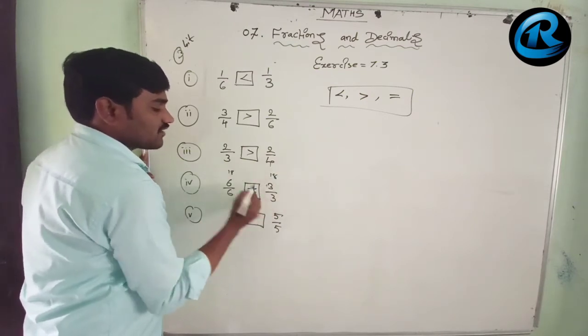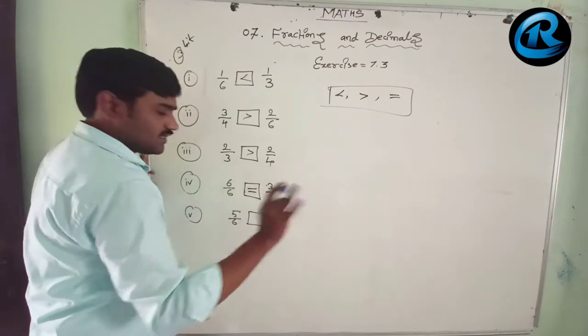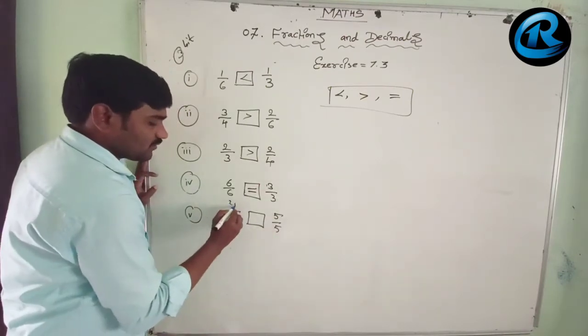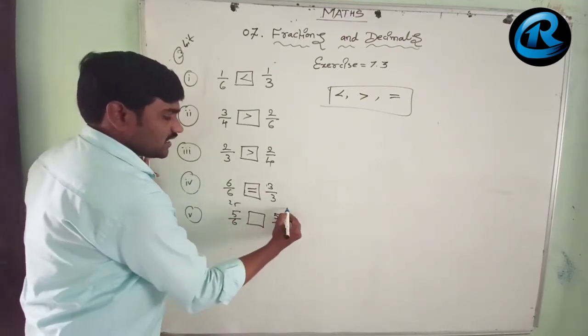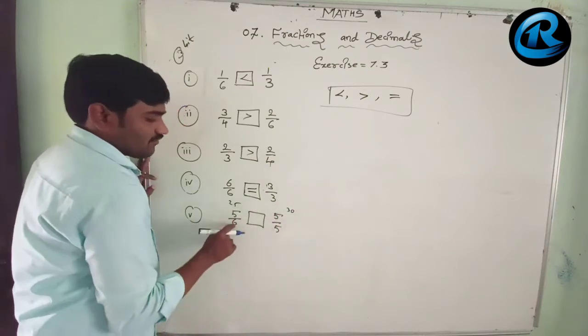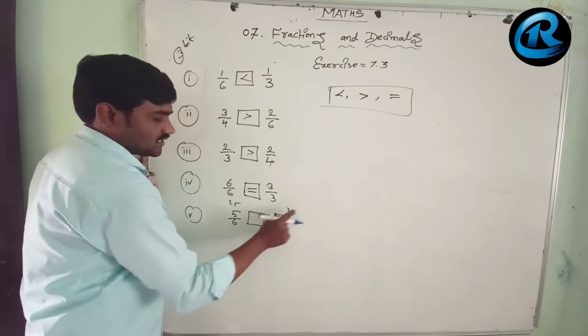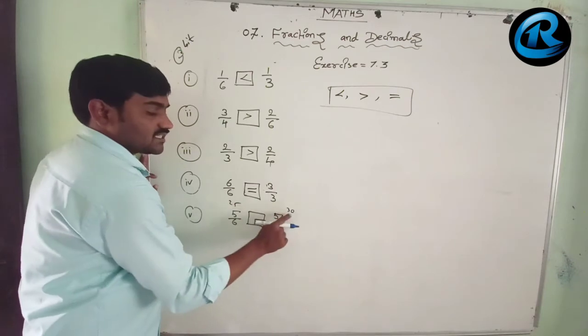18 and 18 both are equal. So we'll put the equal symbol. Very simple. 5 5s are 25. 6 5s are 30. Is 25 less than 30?